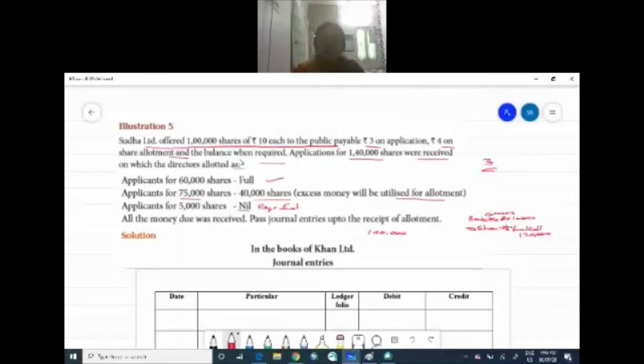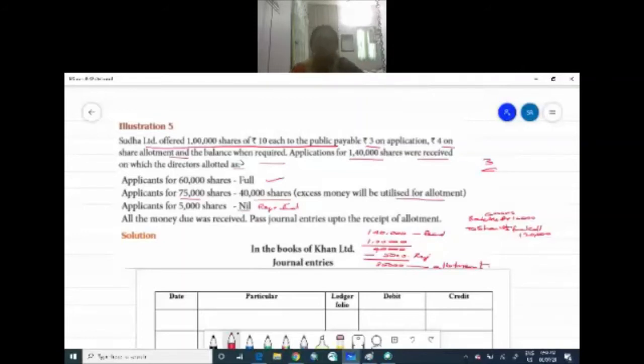You can always remember. See, 1,40,000 shares. This is the number of shares that you have received. But actually, how much are you going to issue? 1 lakh shares. So what is the excess you have in your hand? 40,000 shares. Of this 40,000 shares, 5,000 shares you're going to reject, for which you're going to pass journal entries. And what is the excess money you have in your hand? 35,000, which you're going to adjust in allotment. Have you understood this?